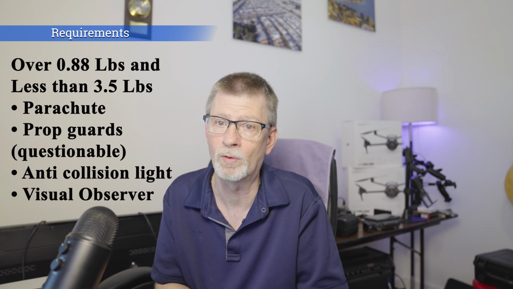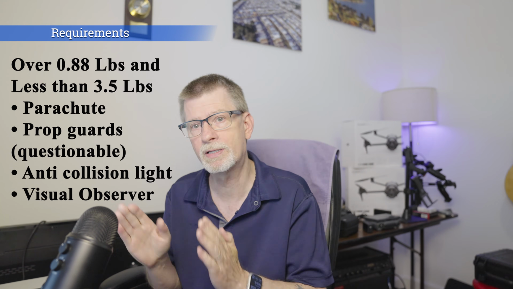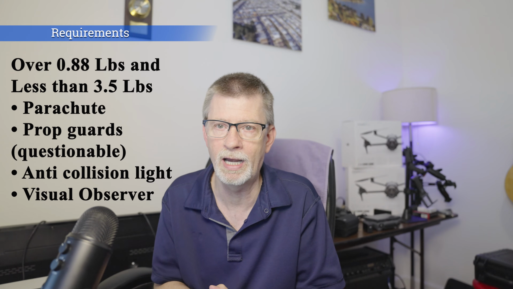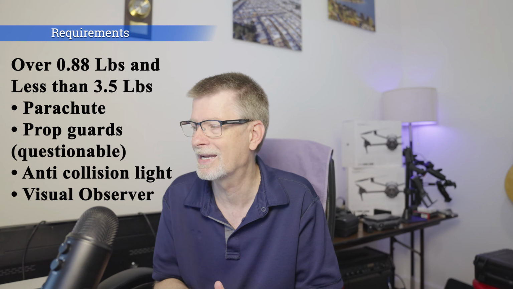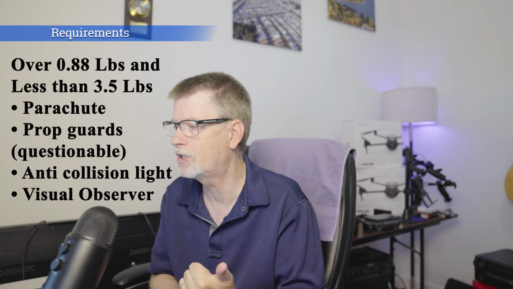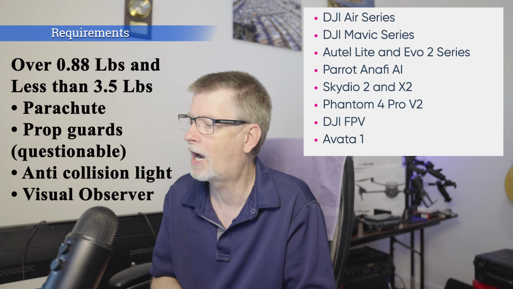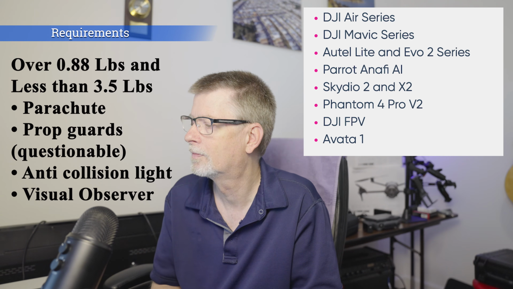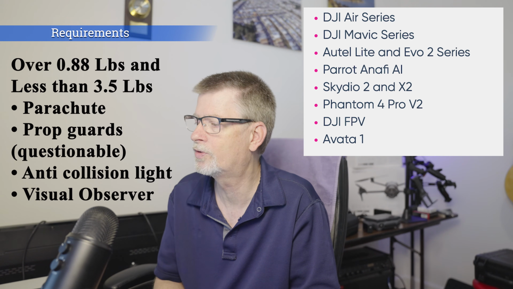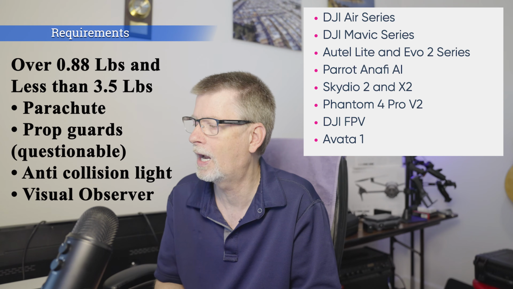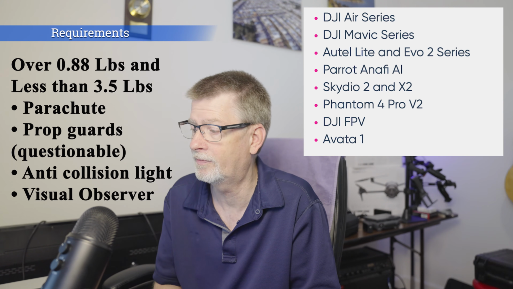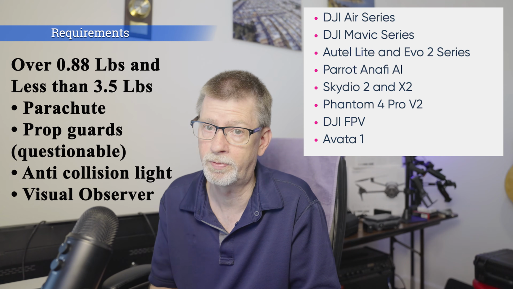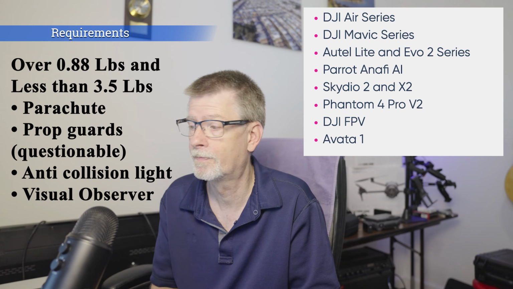Then you're going to need your visual observer. So I'm going to take a look at my list of drones here and list these off as the 0.88 to less than 3.5 pounds category. That's the DJI Air, DJI Mavic, Autel Lite and Evo 2, Parrot Anafi AI, Skydio 2 and X2, Phantom 4 and V2, DJI FPV, and the Avata 1. So Avata 2 probably will be in that list as well.